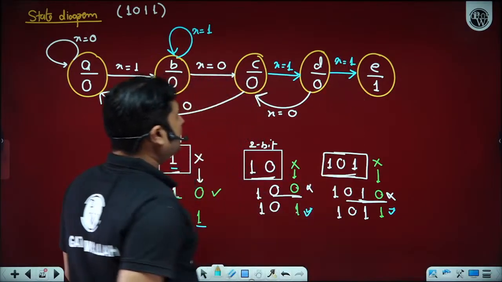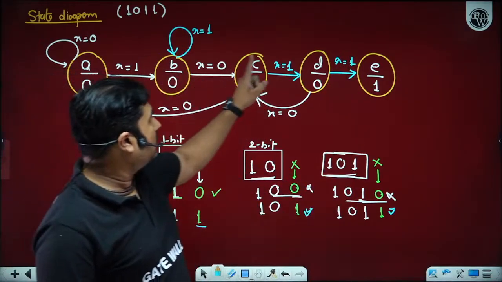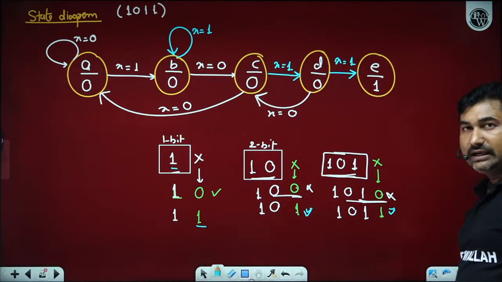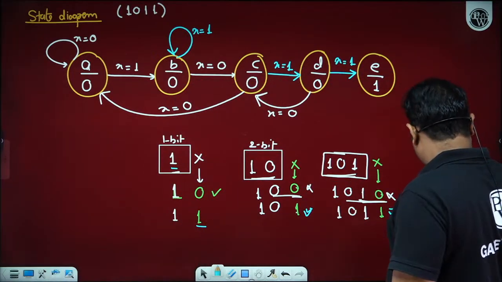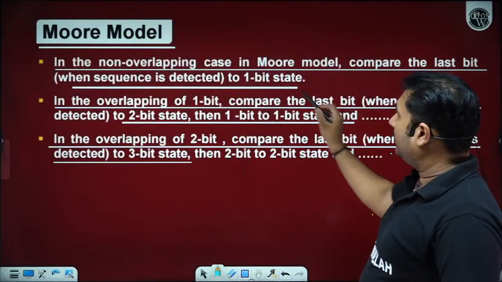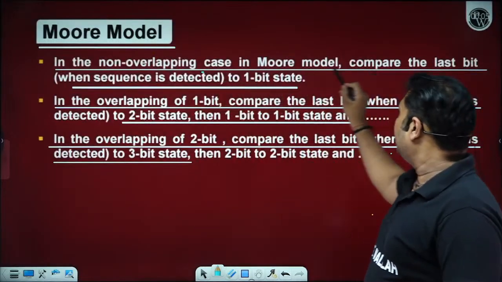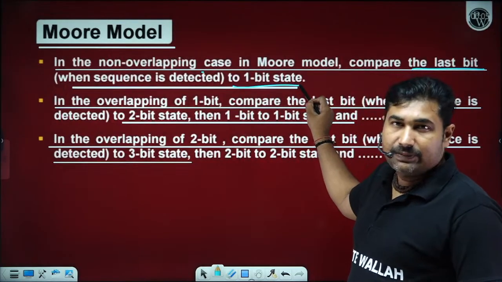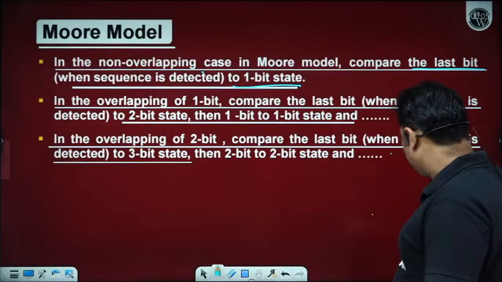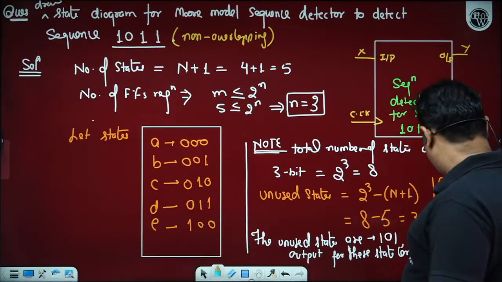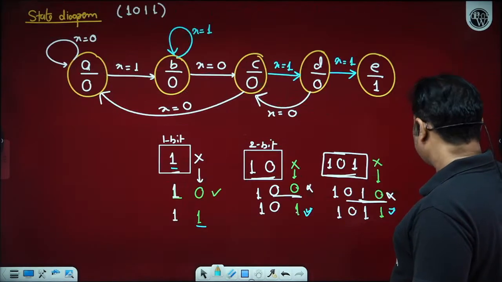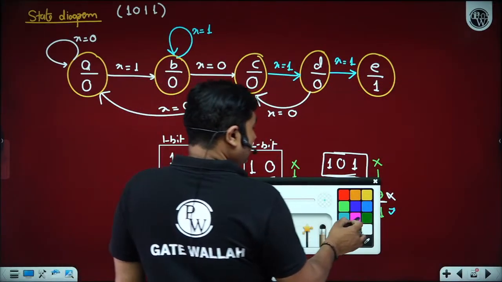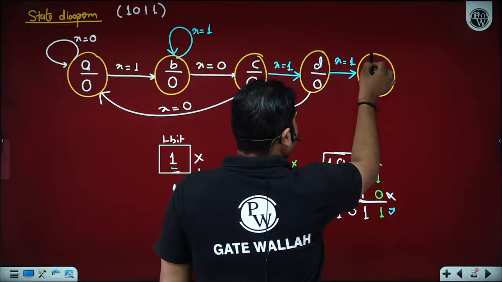Now the entire sequence got detected: 1, 0, 1, 1. So the entire sequence got detected. Is it okay? When the entire sequence is detected, then the Mealy model for non-overlapping suggests that the last bit is compared to the 1 bit state. So since the entire sequence is detected, move the last bit to the 1 bit state.